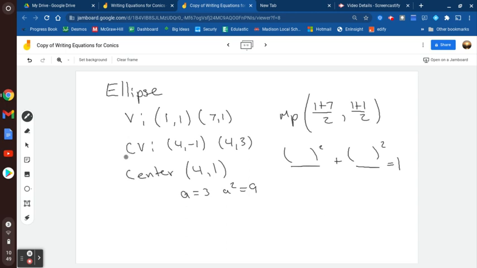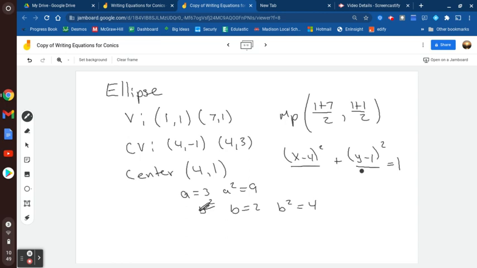Oh, good. I don't even have to do the A squared, B squared thing. So I'm going to compare. Okay, so 4 staying the same. So I'm going to compare this one. B is 2. Whoops. So B squared is 4. All right, so I'm going to have X is always first for an ellipse. X minus 4 and Y minus 1.